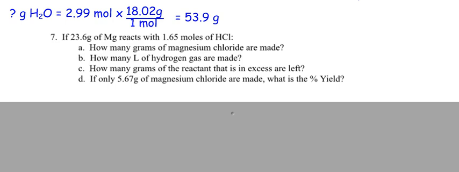Okay, this is the final problem. So before we begin, again, think about what's going on. We have magnesium reacting with HCl. What kind of reaction is this? You have an element and a compound. Hopefully you said in your head, single replacement.